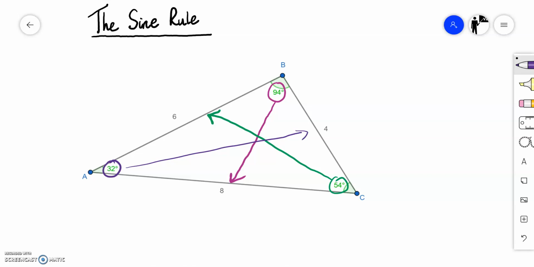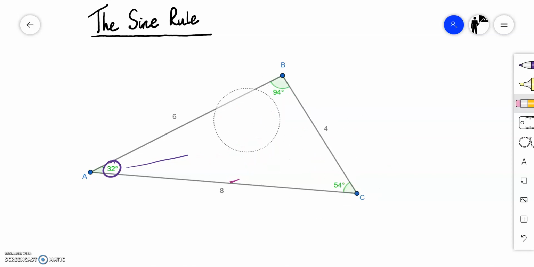This in essence describes what the sine rule actually is. The biggest angle is across from the biggest side, the smallest angle is across from the smallest side. I'm going to rub this out here. I just want to talk about a wee brief intro before we get going.